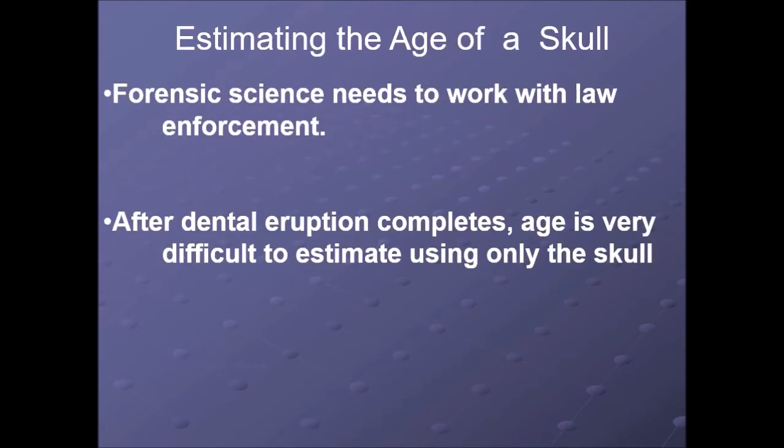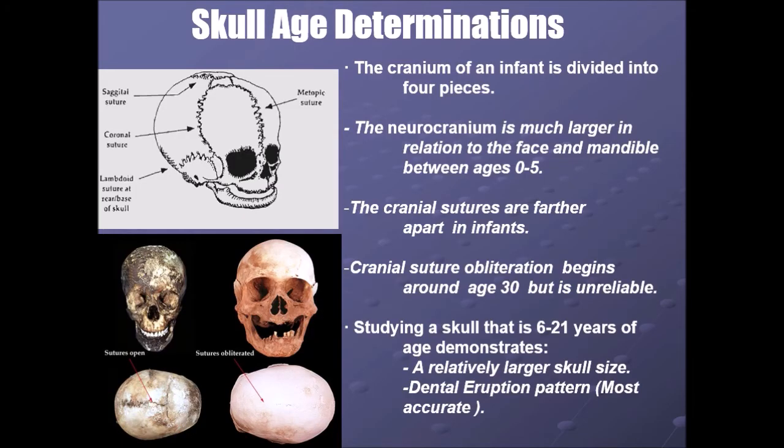Estimating age of a skull. Forensic science needs to work with law enforcement, so we have to give them a reasonable age grouping. After dental eruption completes, age is very difficult to estimate using only the skull, but there's a lot of other things that we can use to determine age. The skull is very, very useful, especially early on. The skull can tell us a lot about the age of an individual.